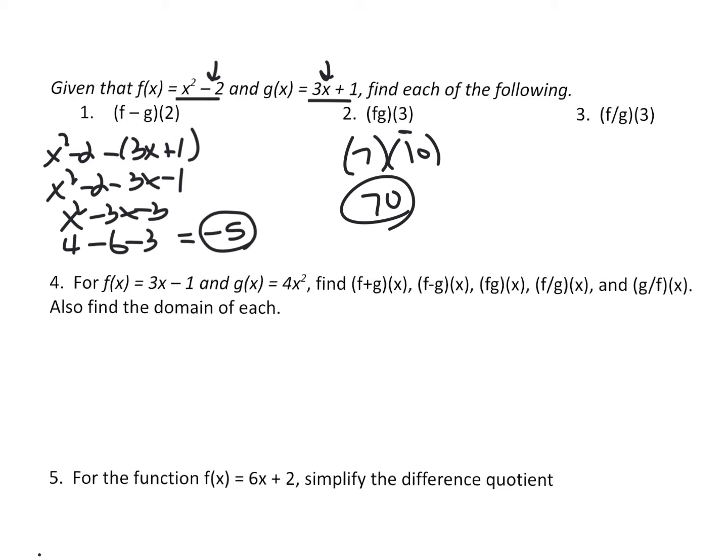I'm going to do the same thing for the third one. I'm going to plug the 3 into f, which would be 3 squared minus 2. I should have shown the work on the last one. I plug it into g, I would get 3 times 3 plus 1, my denominator. So my numerator is going to be 7. The denominator is going to be 10. And there you go, 7/10.